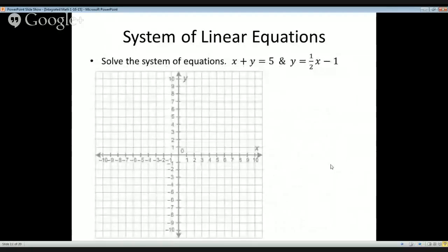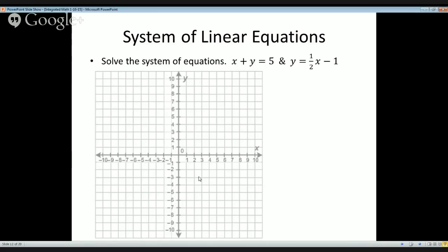So if we're doing this, the first thing we would need to do is change our two equations so that they're both in slope-intercept form. And as you can see, the first equation is not in slope-intercept form. So the first thing you need to do is change that first equation into slope-intercept form. Now, as we go through that, then you're going to graph those two equations.